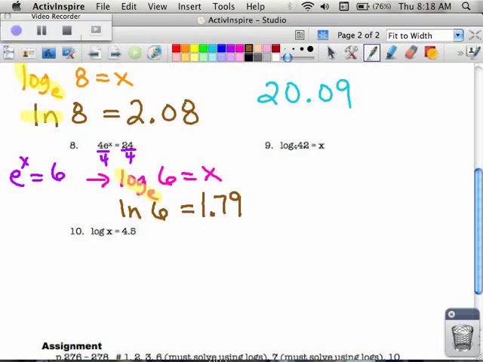Number 9 is kind of already set up for us. There's a log. The base is not 10. Uh-oh. Have to change the base. So now I write it as the log of 42 divided by the log of 4 equals x. I didn't write a base down. What's the base? 10. If you don't see a base anywhere, the base is 10, unless you see ln. So I go into my calculator, I type in the log of 42, I divide that by the log of 4, and I get 2.70 to the nearest 2 decimal places.